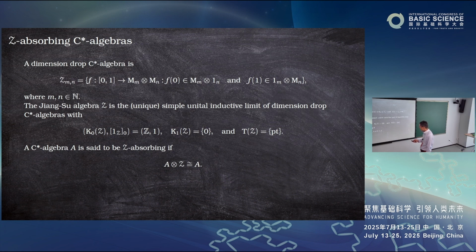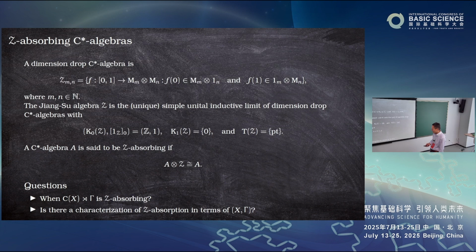So maybe it looks strange in the first place, but actually this is a very, very natural condition. Then the question is, okay, now let's look at this cross product algebra when this guy is Z absorbing. I mean, when the cross product algebra satisfies this condition, and now probably more related to your question, we start with this construction of Z, then look at Z absorbing everything in the context of C-star algebras.